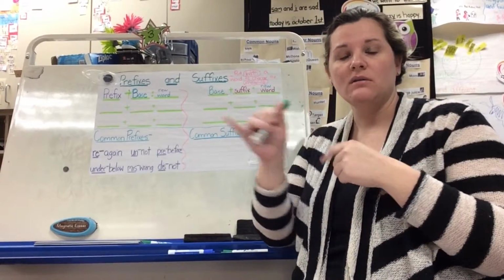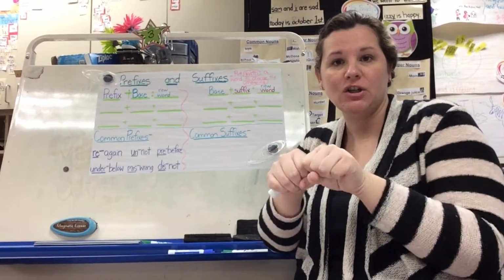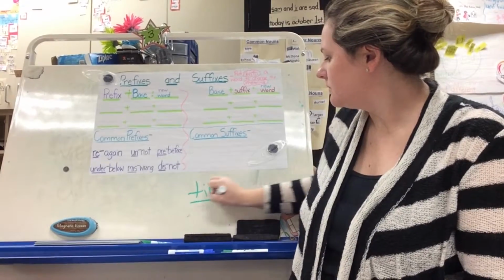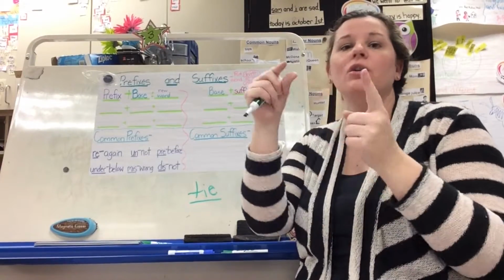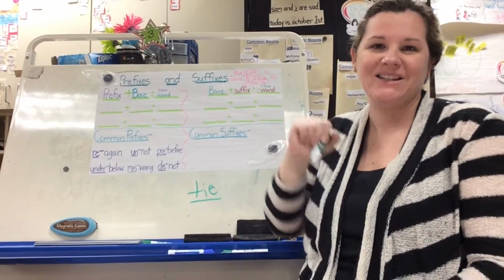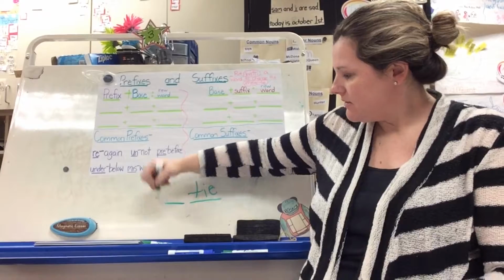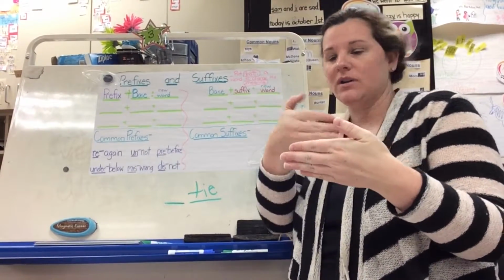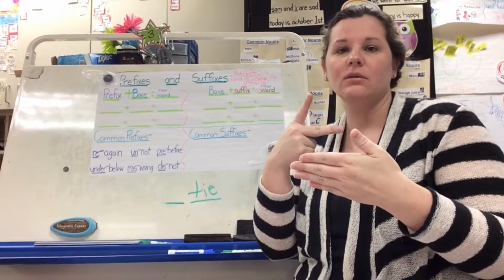If I have a word like tie, like tie my shoes, tie. That's my base word, okay? That means my regular word. It's called a base word. Base, okay? Base word. If I add a prefix, prefix means before, so I'm going to put it before the word.